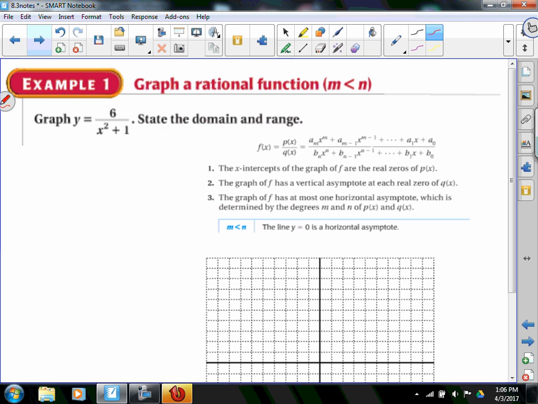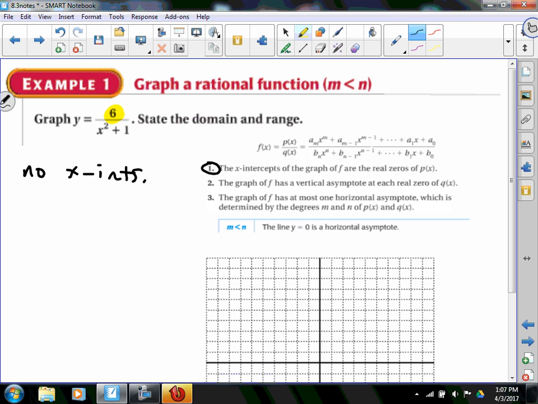Okay, example number 1. Graph y equals 6 over x squared plus 1. Kind of unusual. They say take the numerator and set the numerator equal to 0 to see where the x-intercepts are. Well, if we set 6 equal to 0, that doesn't even make any sense. Do you think this graph has any x-intercepts? There's not even an x in there, right? So there's not going to be any equation to solve. So this graph is probably going to have no x-intercepts. So that's what this number 1 tells us.